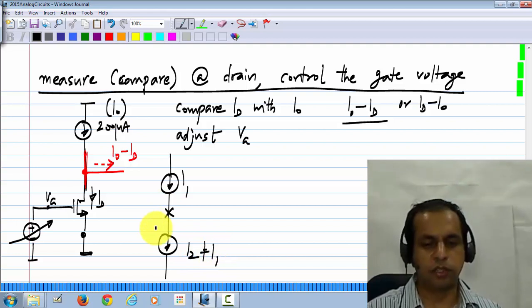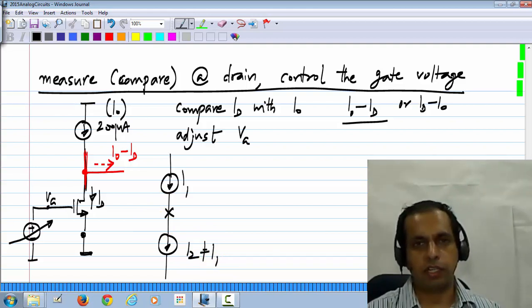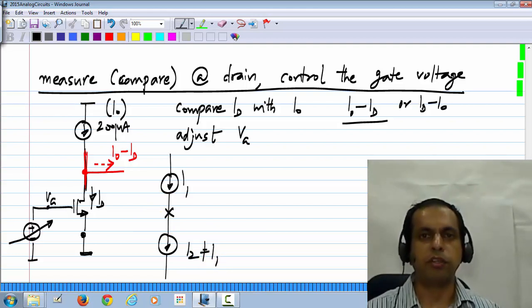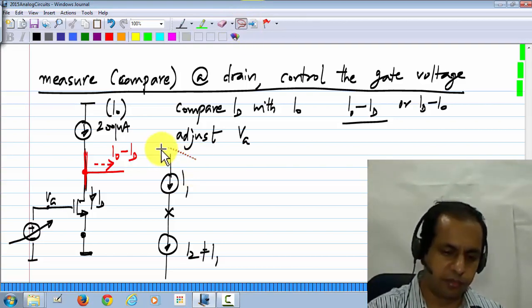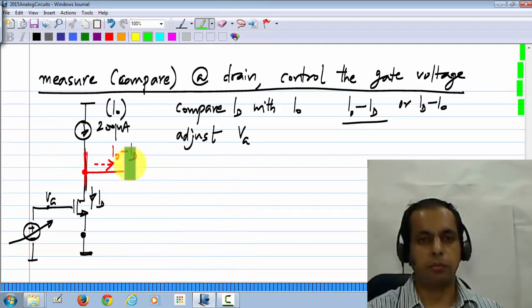So such a connection is not permitted because it violates Kirchhoff's current law. But of course, nothing prevents me from taking two things like the transistor and the current source and connecting them together. And what really happens in that case? What happens is the following.